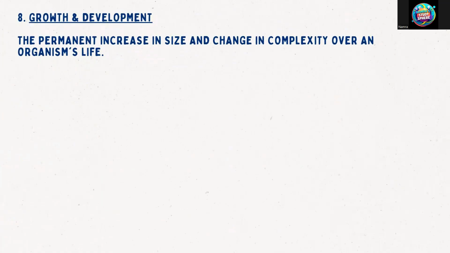So, growth and development: all living things have a permanent increase in size and change in complexity until they reach their mature adult form.